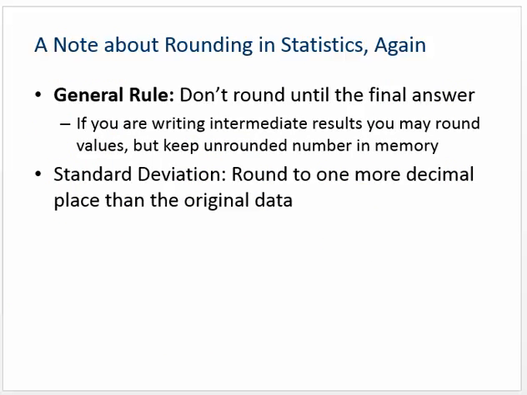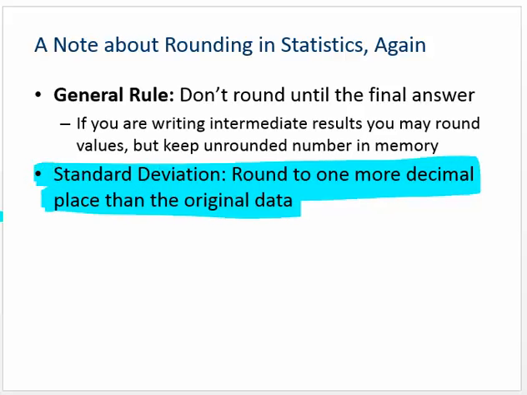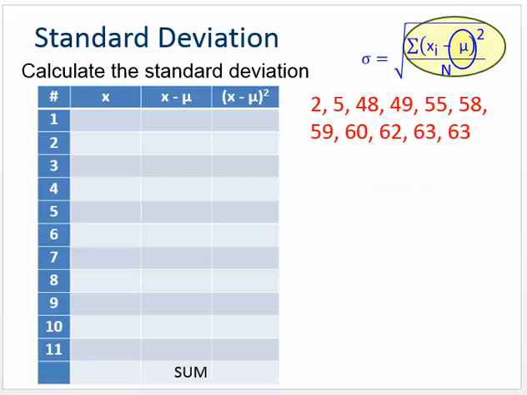Again, general rule, standard deviation: round to one more decimal place than the original data. All right, you guys keep asking me about rounding. If you notice here, it's always round to one more decimal place than what the original data was. All right, this table obviously is not in your notes, so I'm going to want you to add this table. So go ahead and pause it and add this table.